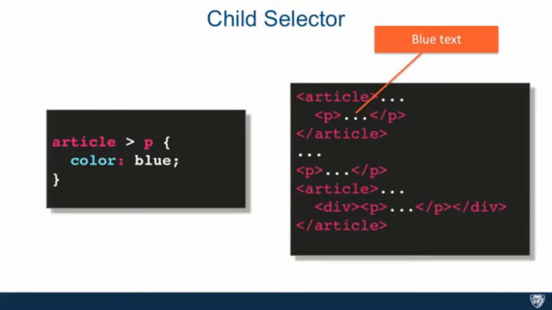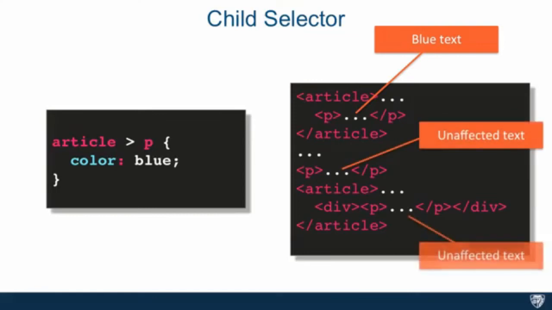So in this example, you can see that the p element that is a direct child of an article element will get the styling of color blue applied to it, as opposed to a regular p element that will obviously be unaffected, but also a p element that is inside an article element but not a direct child of it. So there's a div element that's contained within the article element, and only then is the p element contained within the div.